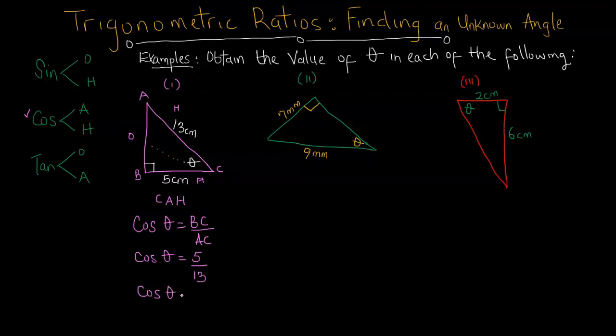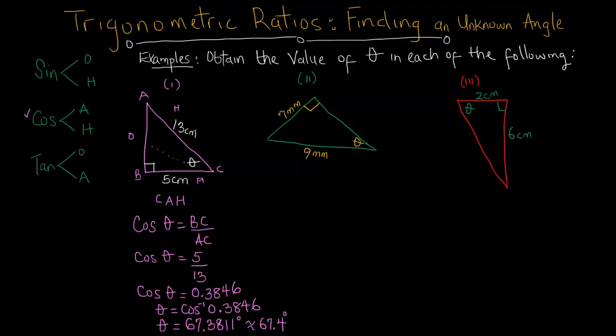So cos theta is equal to BC, which is 5 centimeters, over AC, which is 13. 5 divided by 13 is equal to 0.3846. Now to obtain the value of theta, I'm going to have to take the inverse cosine of 0.3846, and this is equal to 67.3811. This is the value of angle theta. I can decide to approximate it correct to one decimal place. So this is just going to be 67.4 degrees. That's the value of angle theta.